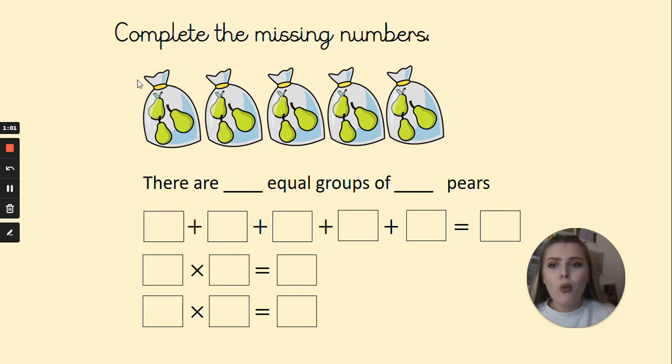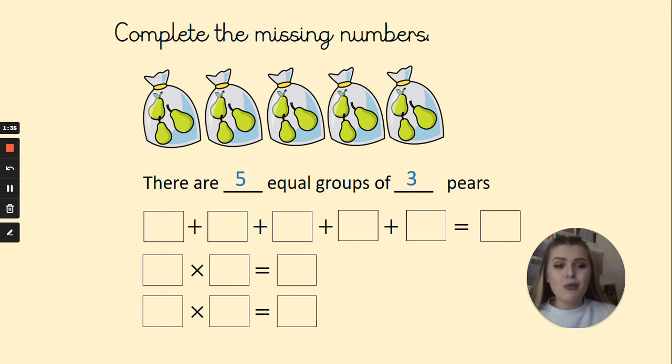We have one group, two groups, three groups, four groups, five groups of pairs. So there's five equal groups. And they're equal because each group has the same number of pairs in it. We can check: each bag has one, two, three pairs. That's the same for each bag, look. One, two, three. So we know there's five bags, equal groups of three pairs in each.